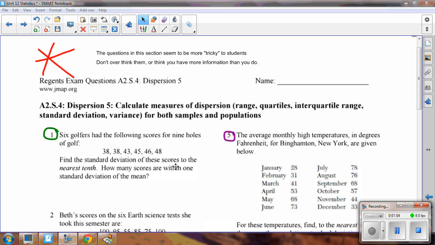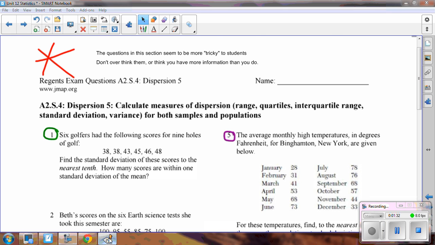In this video, we're going to look at these two questions here in Dispersion 5 and some of the Dispersion 6 ones. So number 1 says 6 golfers had the following scores for 9 holes of golf. Find the standard deviation of these scores to the nearest tenth and how many scores are within one standard deviation of the mean. So we have 6 golfers, and we're going to assume that this is our population because we are not going to assume that there are more than 6 golfers. We have no indication saying that this was a sample.